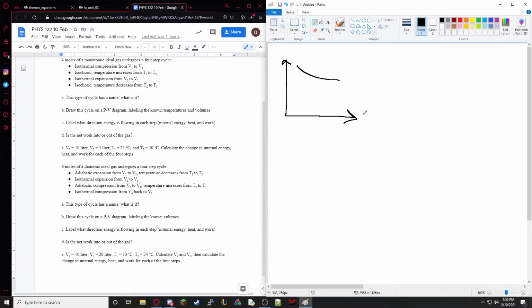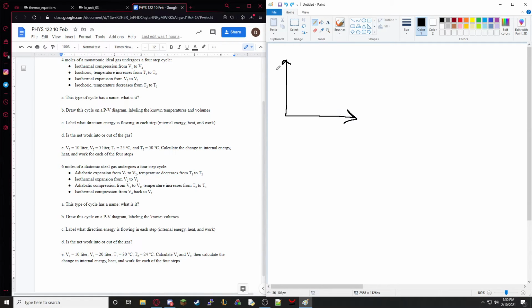Now, what do adiabatic steps look like? What do adiabatic processes look like on a PV diagram? Is it going to be some sort of a straight line? Is it going to be diagonal? Or is it going to be a curve? It's going to be a much steeper curve than the isothermal. Exactly. So if we were to start at the same spot, the adiabatic process would fall much faster.